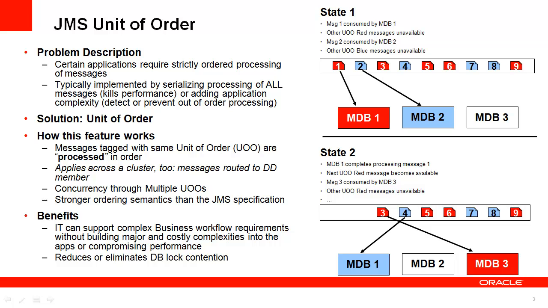In addition to solving the JMS message sequencing problem, this can also reduce or eliminate database contention. One case where this could happen is if you have a set of messages to update one customer object or one row in a database. You would prefer that they are processed in sequence so they're not contending for the same lock in the database and locking up threads in your application server. This can have a negative impact on performance.